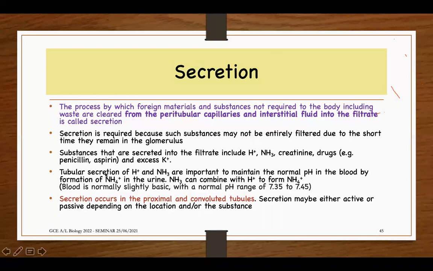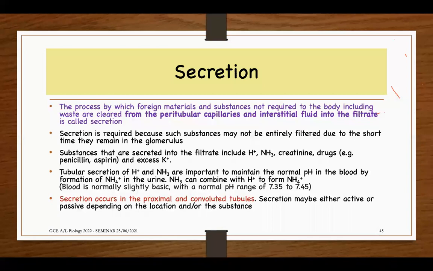Then secretion. The process by which foreign materials and substances not required by the body, including waste, are cleared from the peritubular capillaries and interstitial fluid into the filtrate is called secretion. So I hope you all remember the peritubular capillaries. Those are the capillaries that divide from the efferent arterioles surrounding the tubules. So secretion is secreting them out from the blood, simply putting them into the tubules to be removed as urine. That is secretion. Whatever our body doesn't need, we will secrete it.